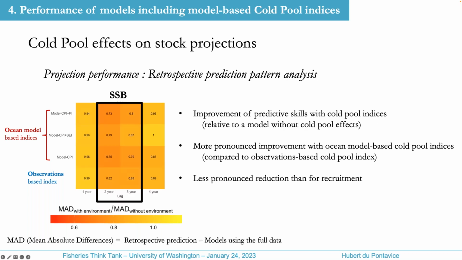Now we can look at the same figure for SSB. So again, the more red it is, the more the predictions are improved compared to the model without cold pool effect. By contrast, the SSB retrospective predictions were improved in the second and, to a lesser extent, in the third prediction years, but the improvement was less pronounced than for the recruitment. And as for the recruitment, we found that SSB prediction improvement is more pronounced for the models that incorporated the ocean model-based cold pool indices.